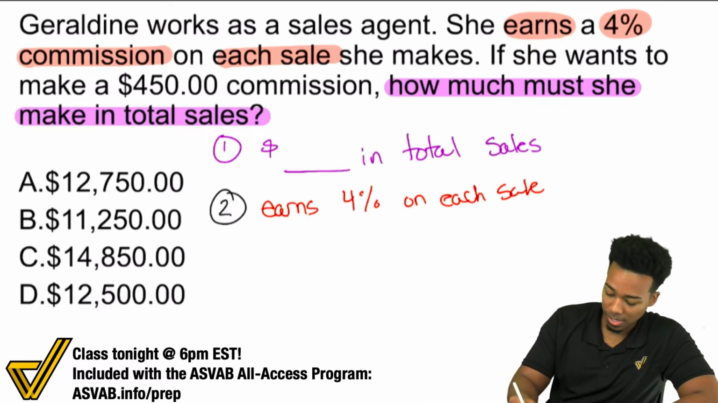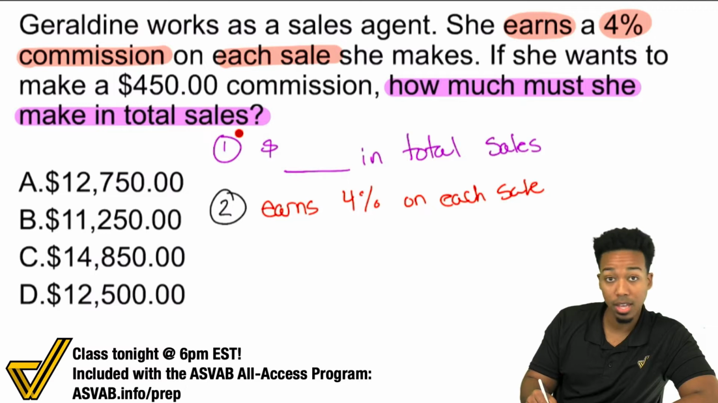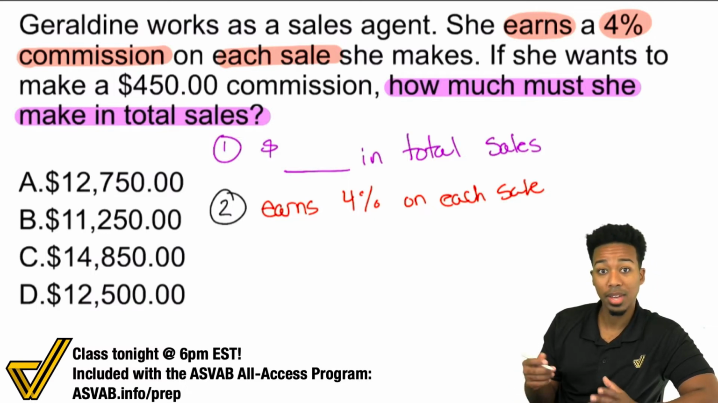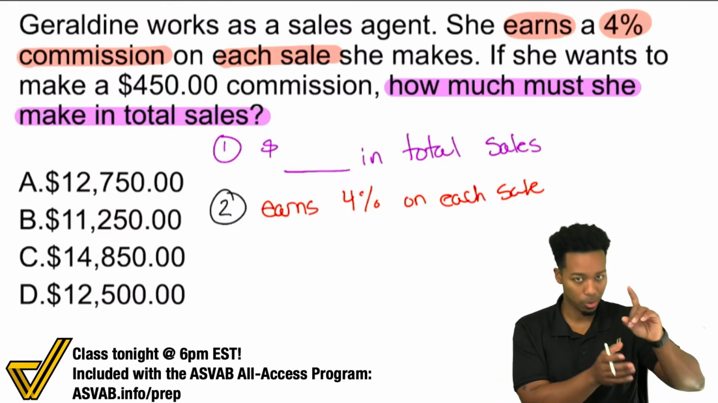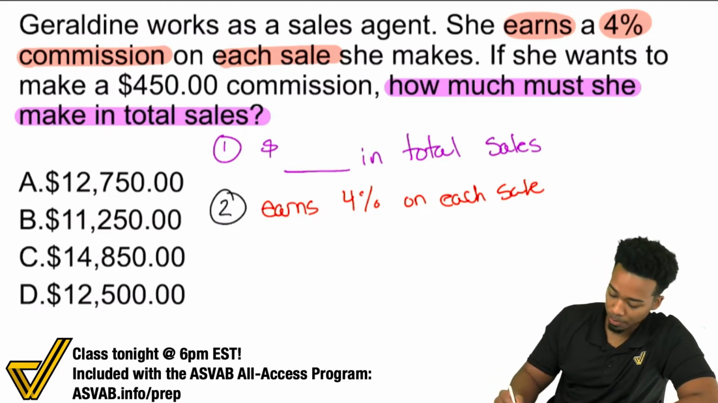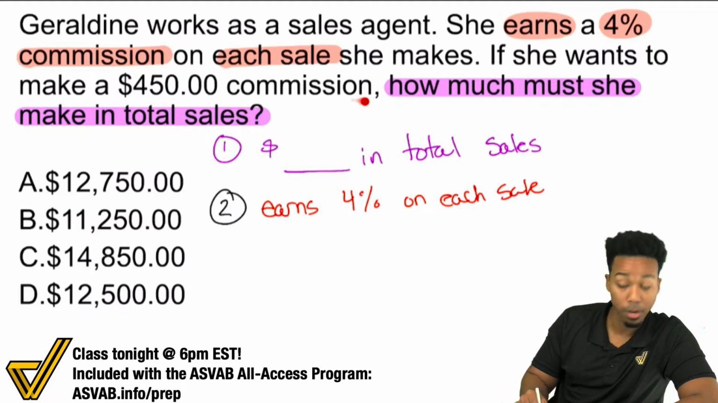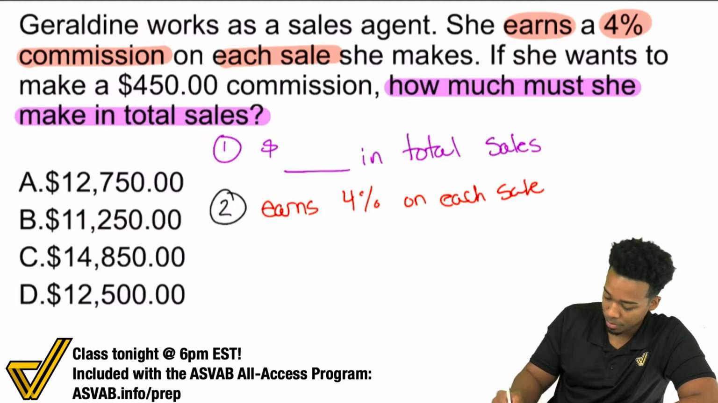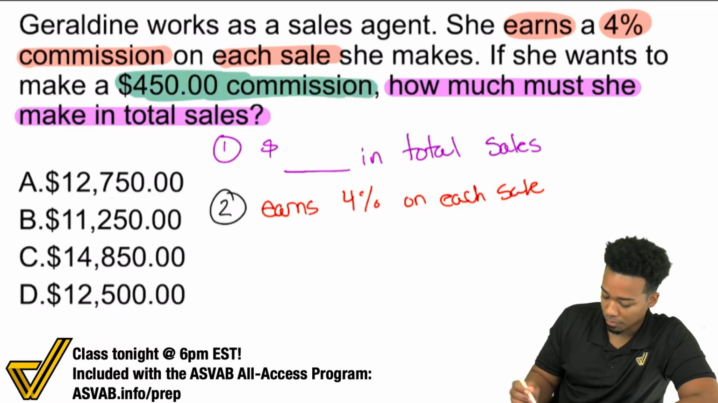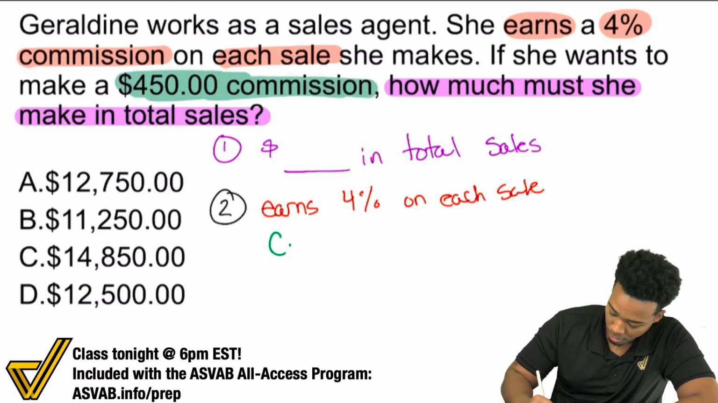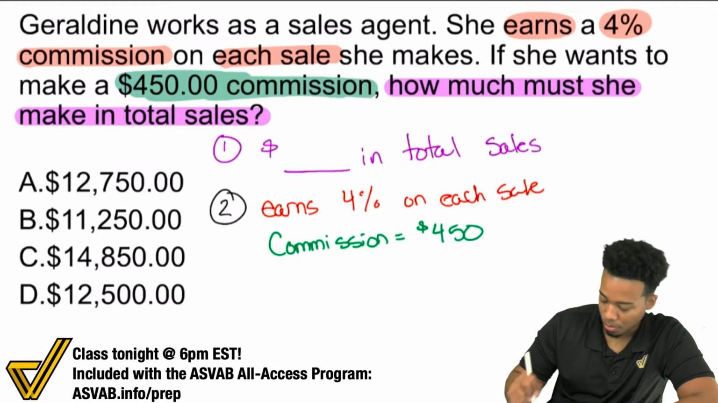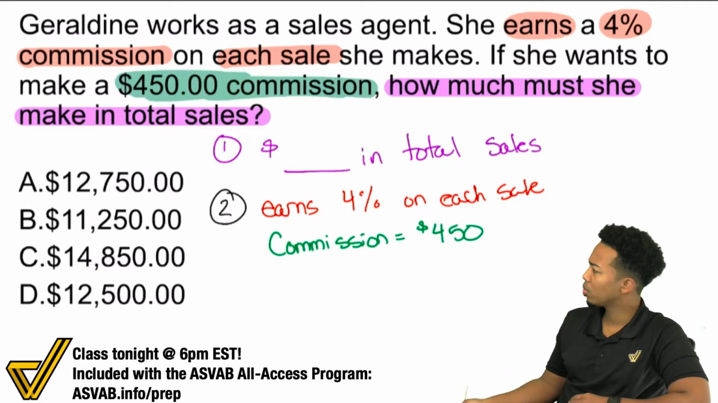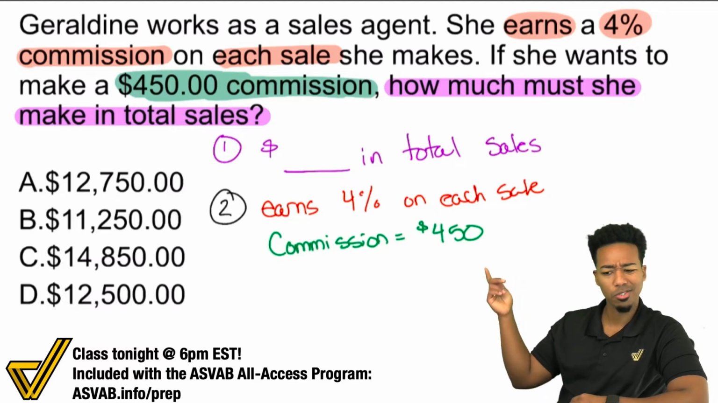Okay. Now look at this. How much must she make in total sales? Whatever that number is, that's what we're multiplying by 4% to get Geraldine's commission. I'm going to write that down in a moment, so don't worry. It says if she wants to make a $450 commission, let's highlight that. So we want a $450 commission. So the commission will be $450. Okay, so you may be looking at this and thinking, well, we multiply the 450 by 4%, right?